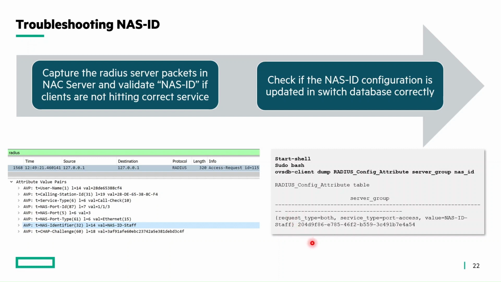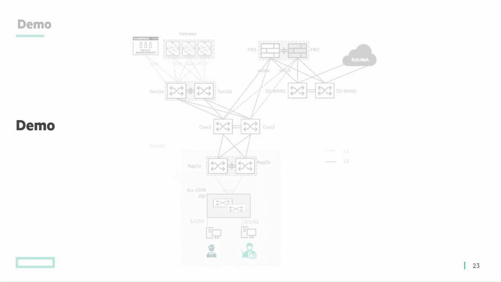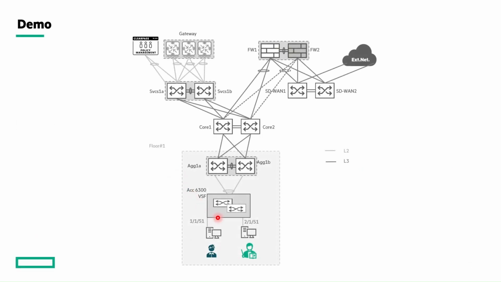So next is the demo part. In this demo, I'll be using a three-layer topology where we'll have the access switch, and the access level I have configured is a two-member VSF. I'll be using two ports, 1/1/51 for the student and 2/1/51 for the staff.